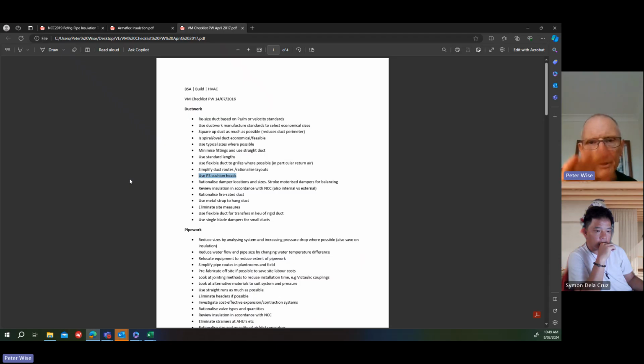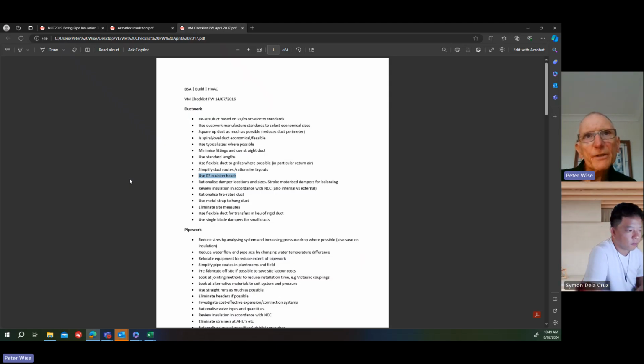If you use metal, then it's got to be internally insulated or externally, depending on whether it's supply or return. But the P3 cushion heads are much cheaper. But I don't know whether you detail that. They're also much lighter. A metal cushion head can get quite heavy when they're large. They're 600 square, they're quite heavy. But P3 is very light and easy to work with on site. But that would probably be the choice of your clients, I suppose, the contractors. Anyway, so on and so on.